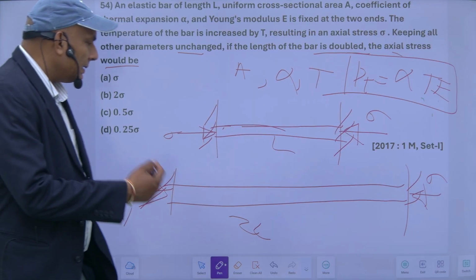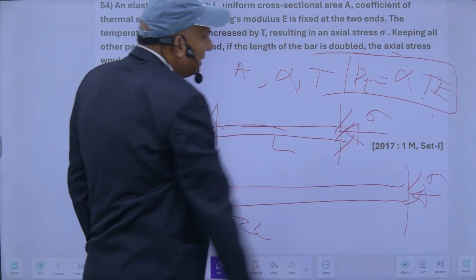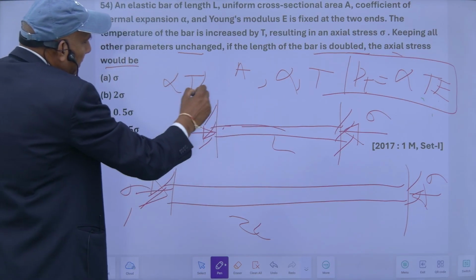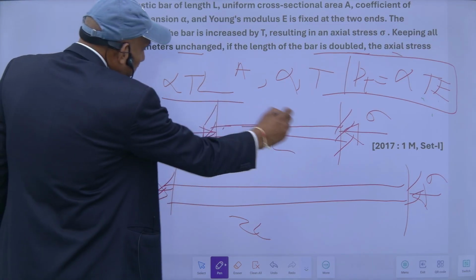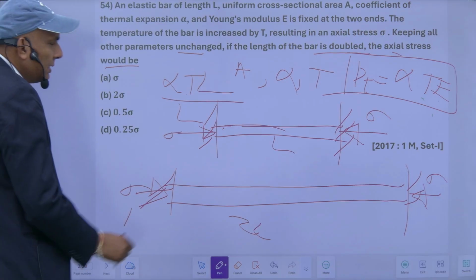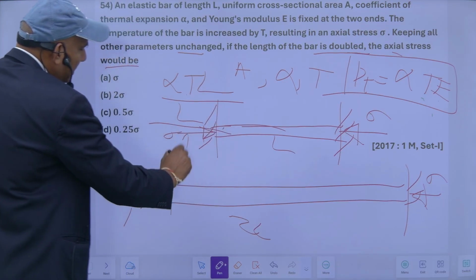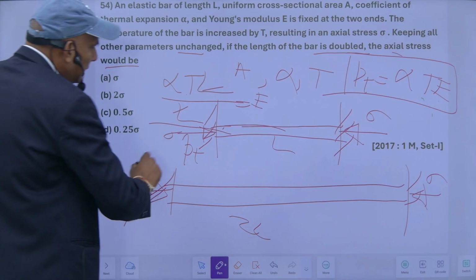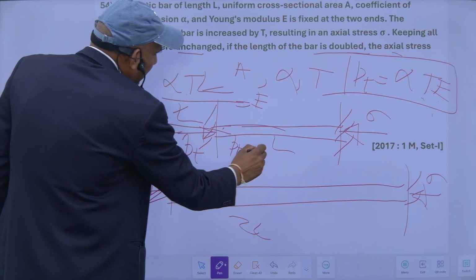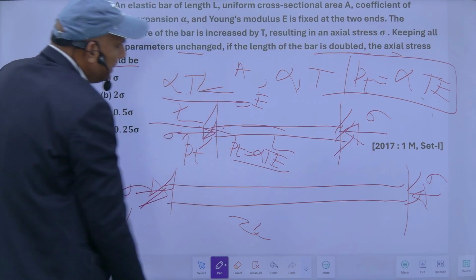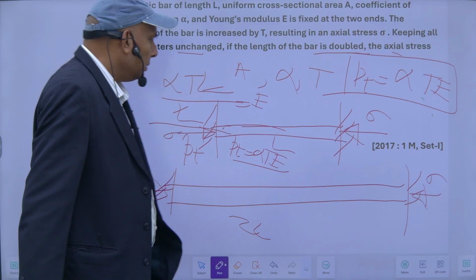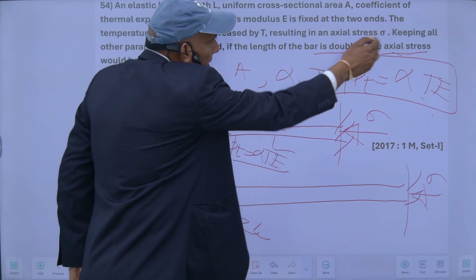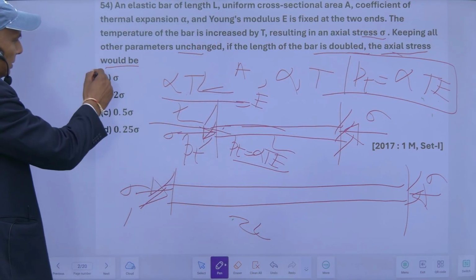So if I increase the length, there will be no change in the thermal stresses, because in this case the change in length will be alpha T L. This is the change in length, and original length is L. So change in length upon original length is the strain. Stress upon strain is equal to E. So this thermal stress is equal to alpha T E. It doesn't depend on the length of the bar, so my axial stress will remain the same. If it is sigma, then in this case also it will be sigma. So A is the correct answer.